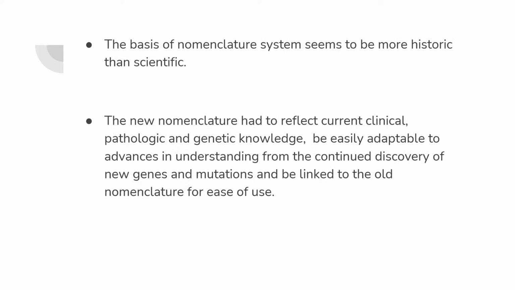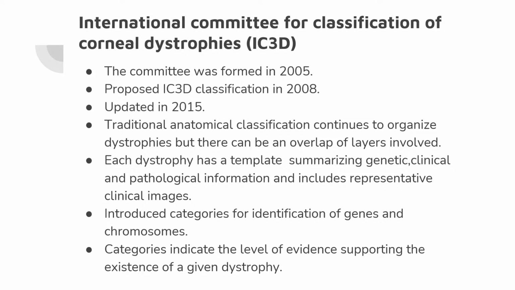The basis of the nomenclature system seems to be more historic than scientific. The new nomenclature had to reflect current clinical, pathologic and genetic knowledge, be easily adaptable to advances in understanding from the continued discovery of new genes and mutations, and be linked to the old nomenclature for ease of use. So, the International Committee for Classification of Corneal Dystrophies was formed in 2005 and proposed the IC3D classification in 2008, and it was updated in 2015.